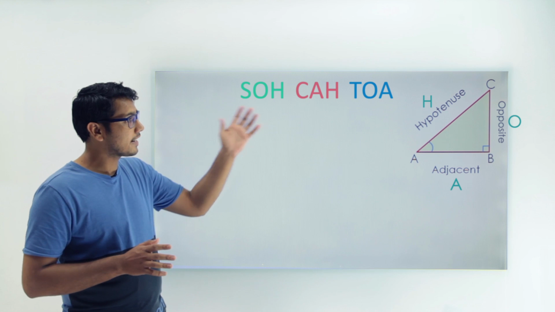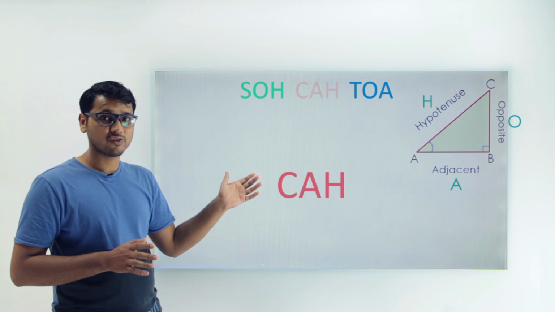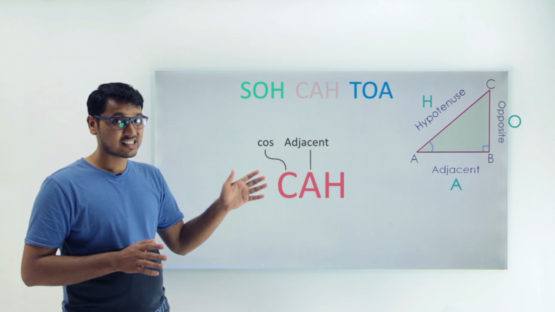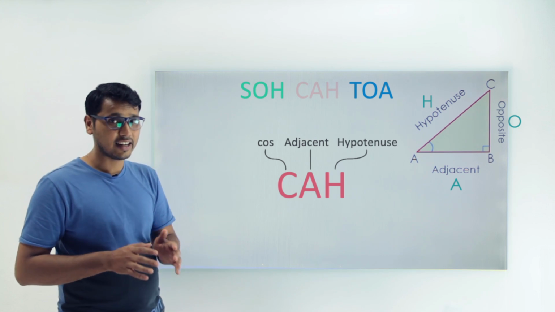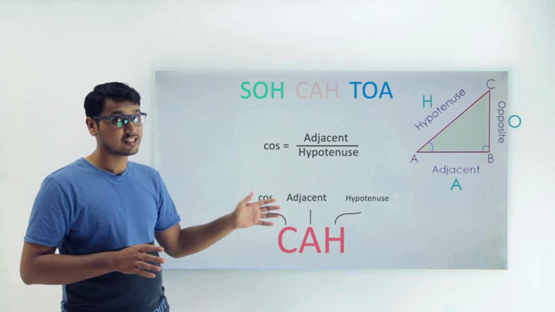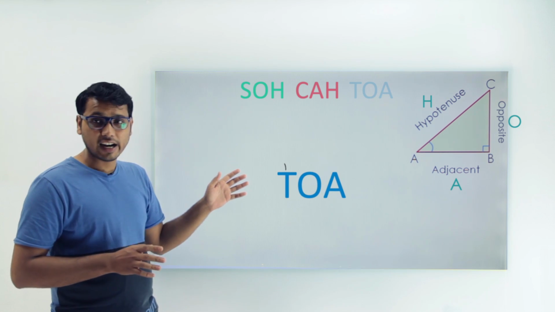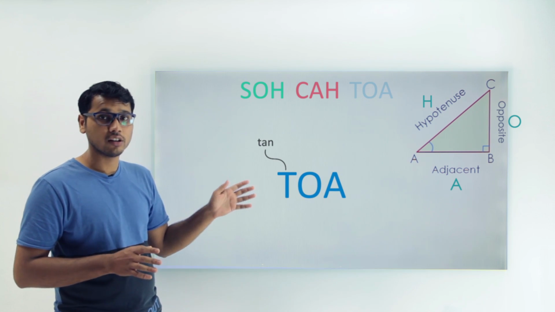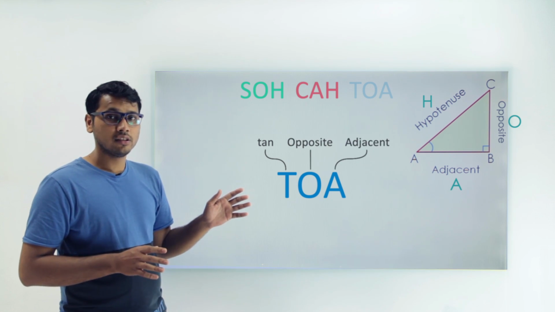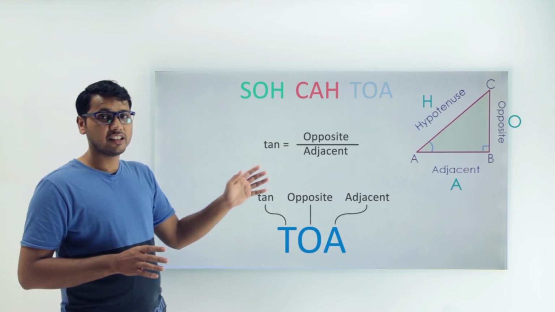Now let's move on to CAH. CAH says that C stands for cos, A stands for adjacent, and H stands for hypotenuse. So cos is adjacent upon hypotenuse. Now let's move on to TOA. T stands for tan, O stands for opposite, and A stands for adjacent. So TOA means tan is equal to opposite upon adjacent.